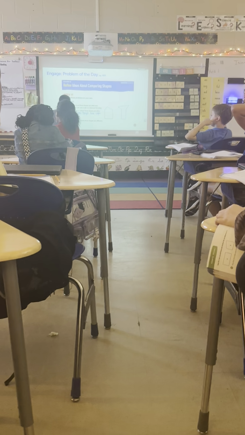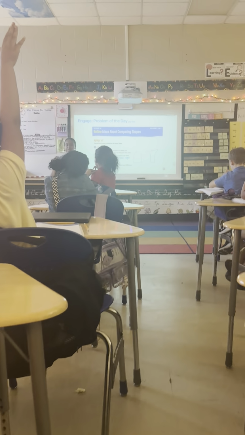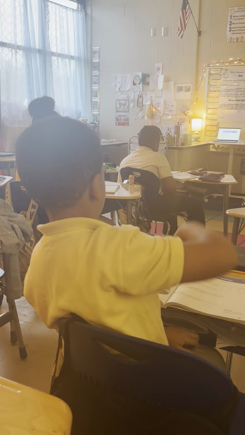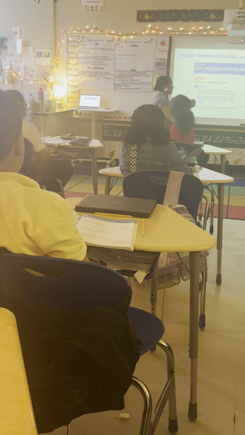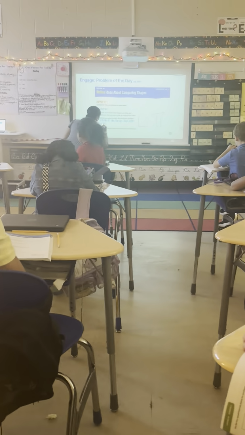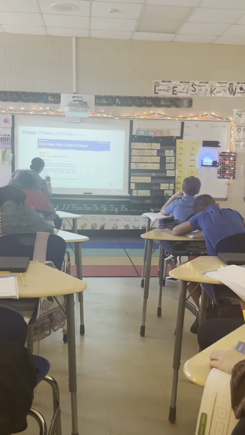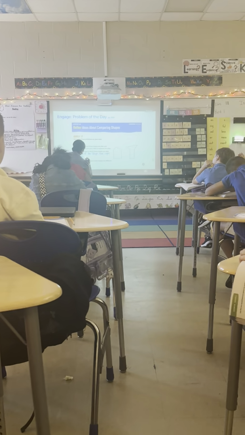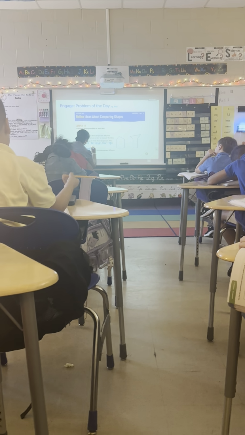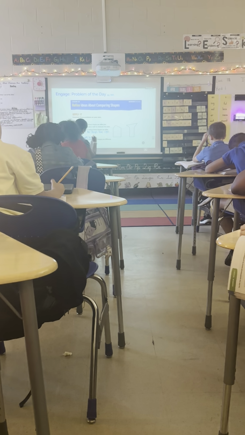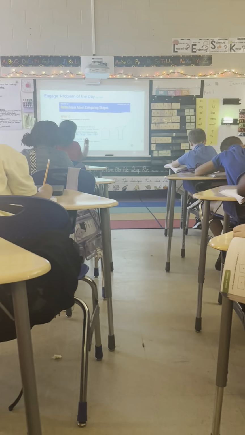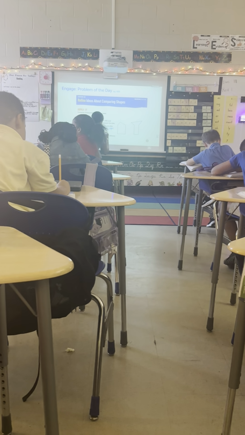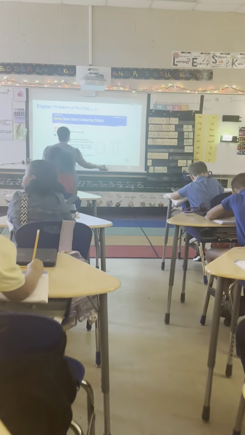All right, who would like to give me another one? Dakota? They both have parallel. Does everybody agree? Yes. These shapes both have parallel lines.